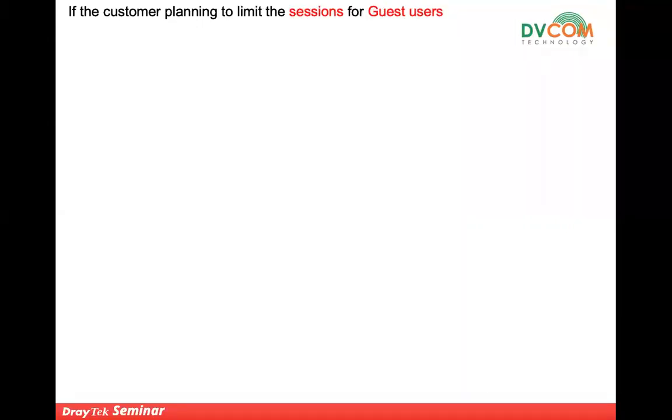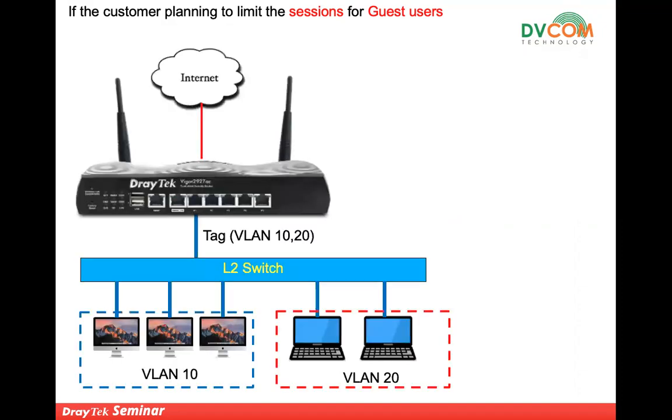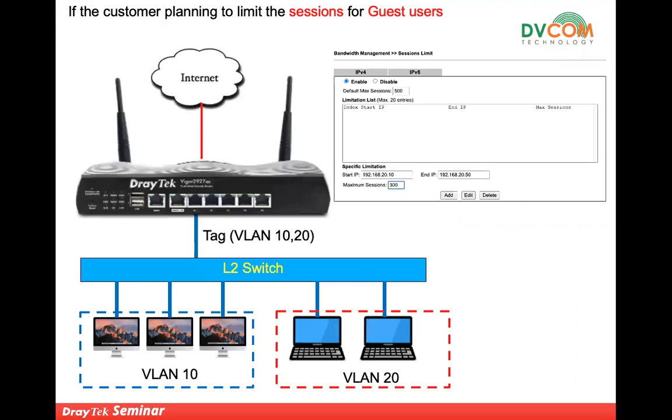The next one is if the customer is planning to limit the sessions for the guest users. For example, when somebody comes to our office as a guest and you are giving them internet access, some people try to misuse your internet. Like they open torrents and start downloading movies and all. So if you limit the sessions, for example, I'm going to limit each user to 300 sessions maximum, so that whenever they exceed 300, the internet immediately drops. This is one of the beautiful features that you can configure.